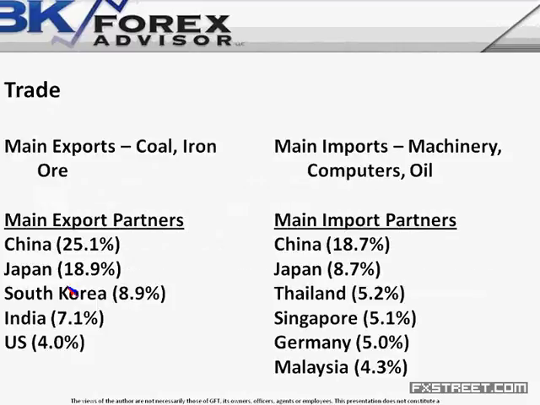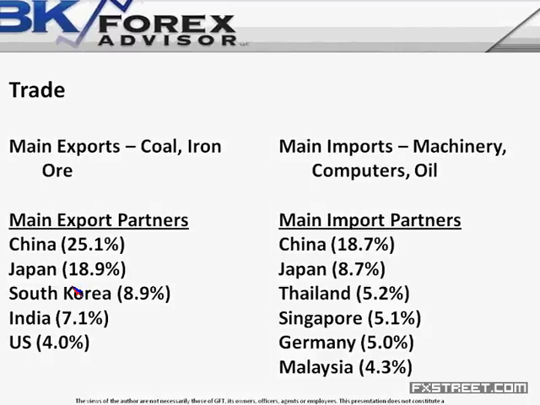Australia is an export-dependent economy, and their main exports are coal and iron ore. Their main exporting partners are China and Japan, where China takes about 25% of their exports, Japan takes about 19% of their exports, and South Korea takes about 9%. The U.S., on the other hand, only takes about 4%. They import quite a bit, though, but their import is concentrated in machinery, computers, so basically technology, and oil. And once again, China is their leading import partner, followed by Japan. And the U.S. doesn't even make this list.